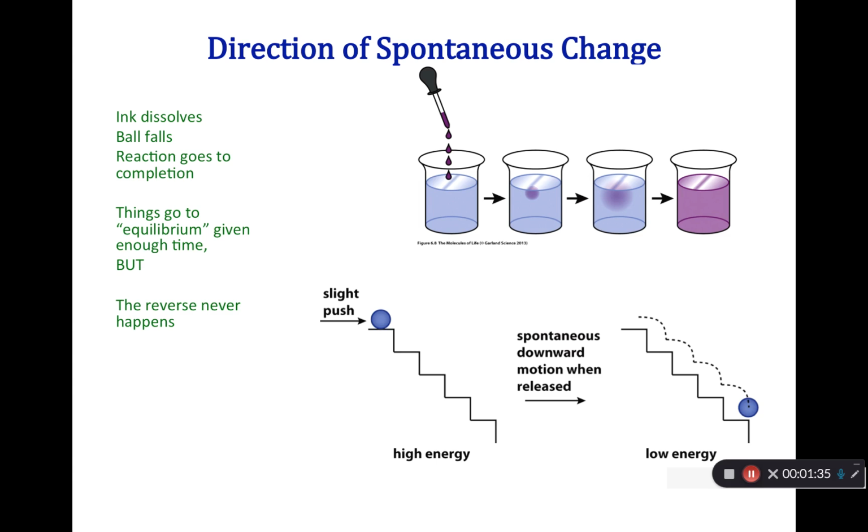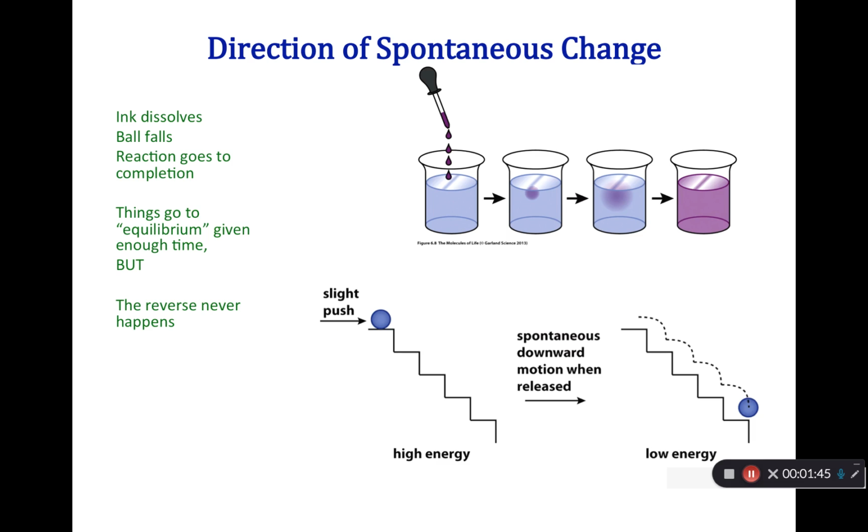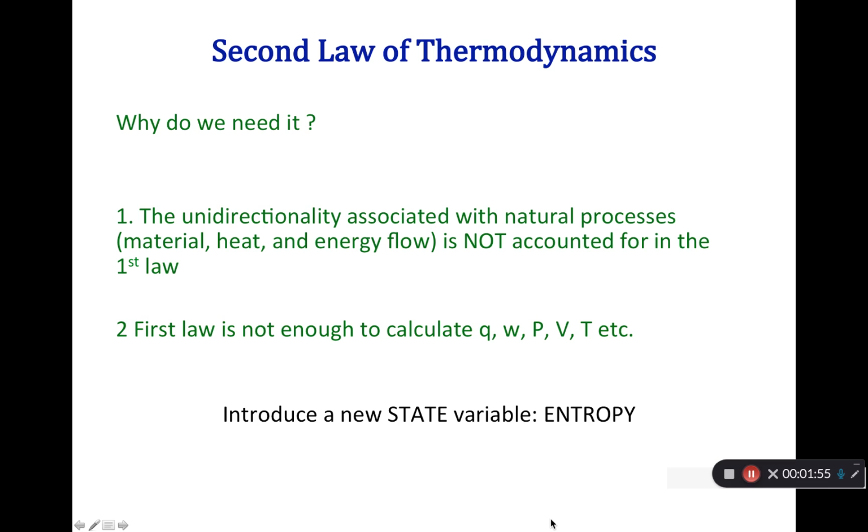Normally things go to equilibrium given enough time. But this ball, for example, will never spontaneously jump back to the higher point. So there is a certain unidirectionality associated with these processes, the dissolving of ink into water and the falling down of a ball. This unidirectionality is not accounted for in the first law, which only talks about the flow of energy.